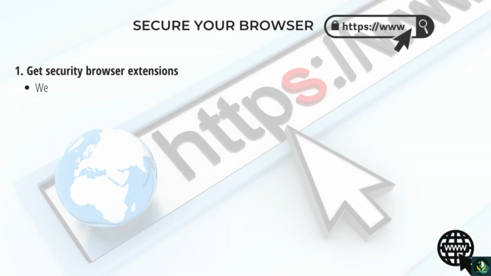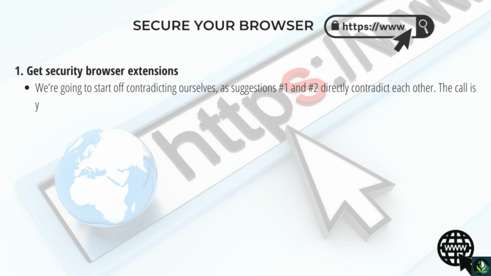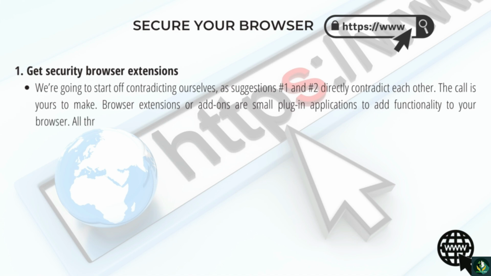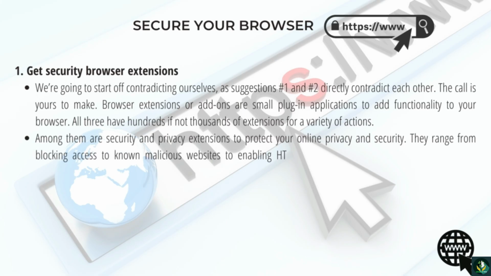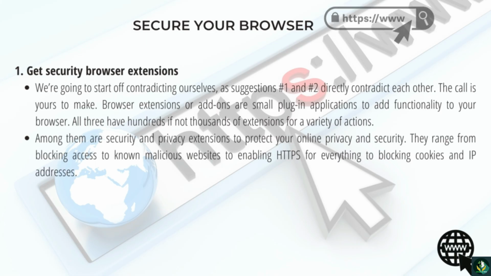1. Get security browser extensions. We're going to start off contradicting ourselves, as suggestions 1 and 2 directly contradict each other. The call is yours to make. Browser extensions or add-ons are small plug-in applications to add functionality to your browser. All three have hundreds, if not thousands, of extensions for a variety of actions. Among them are security and privacy extensions to protect your online privacy and security. They range from blocking access to known malicious websites to enabling HTTPS for everything to blocking cookies and IP addresses.